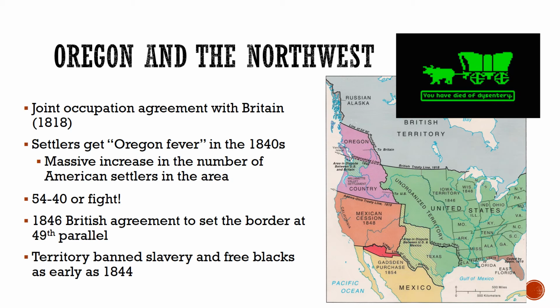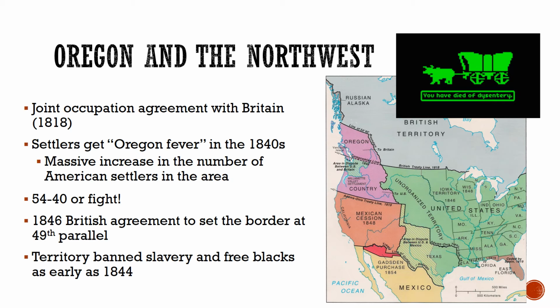In 1818, the Spanish have essentially relinquished their claim, as have the Russians, but the British and the United States have agreed to sort of a joint occupation. And this really isn't a big deal in 1818, simply because there are very few Anglos in this area. Essentially, you have mostly Native Americans with a few mountain men moving in as part of the fur trade here.